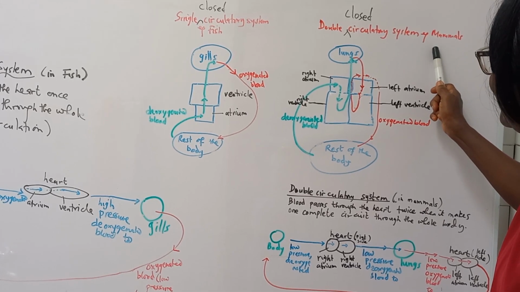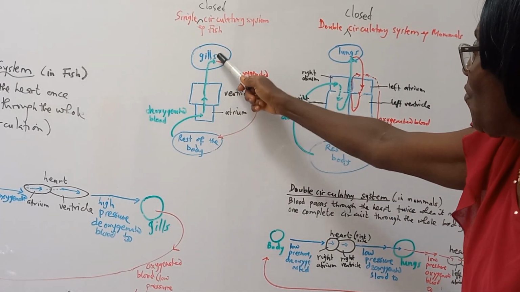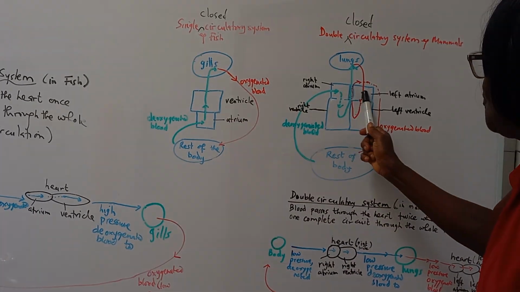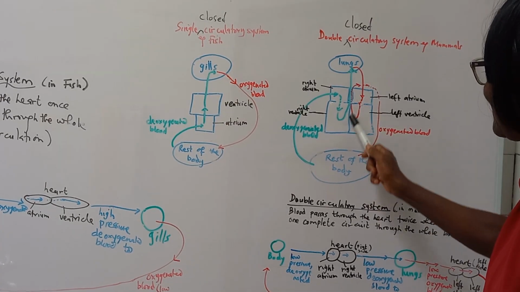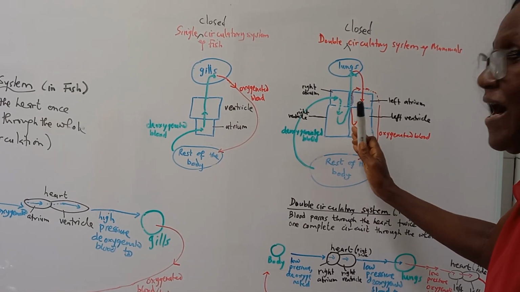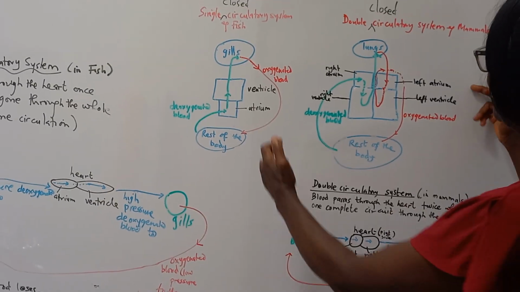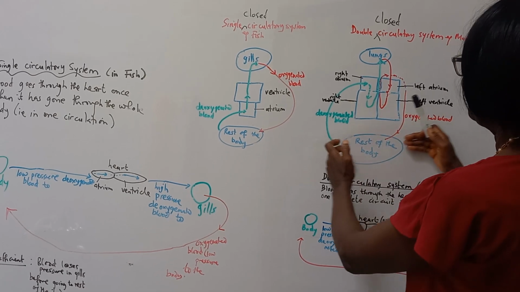Now we want to look at double circulatory system, which you have in mammals. And in this, you have the four-chambered heart. Look here, fishes have one atrium, one ventricle. Mammals have two atria, two ventricles, four-chambered. The left side and the right side are completely separated, right? And as we said, blood flows into the atrium, gets into the ventricles, and flows out.